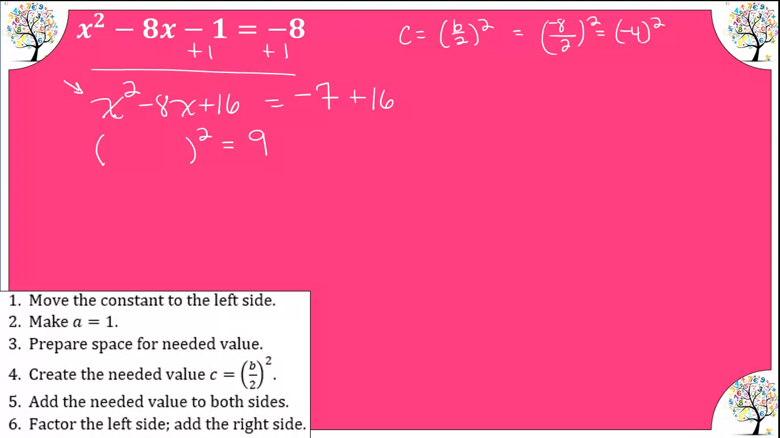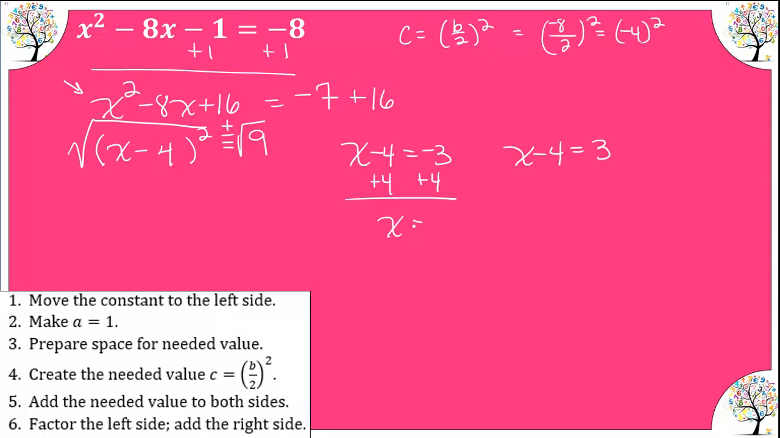I take the root of my quadratic, the sign of my linear term, and the root of my constant, quantity squared. Now I solve for x. I use the square root method. I want to take the square root of both sides, so I have x minus 4 equals negative 3, and x minus 4 equals positive 3. And now we simply solve for x. So one root is 1, and the other root is 7.